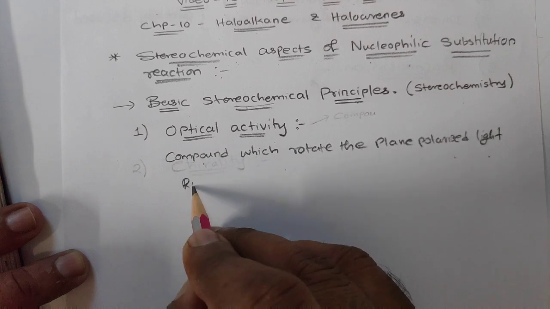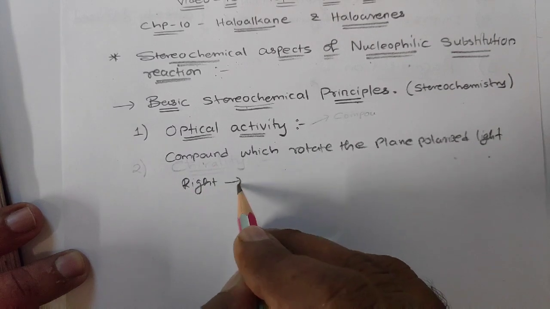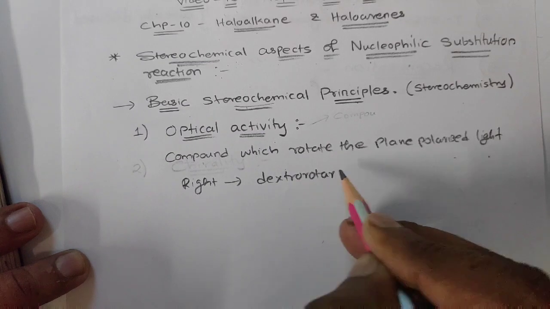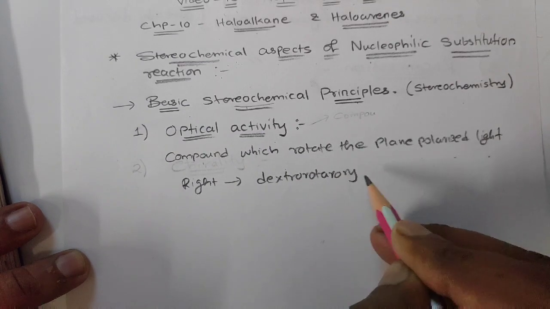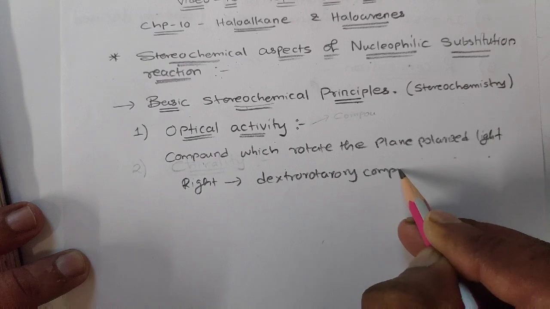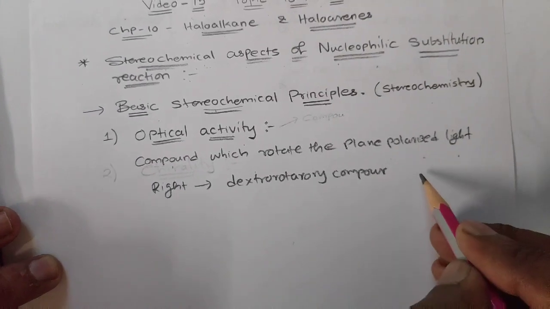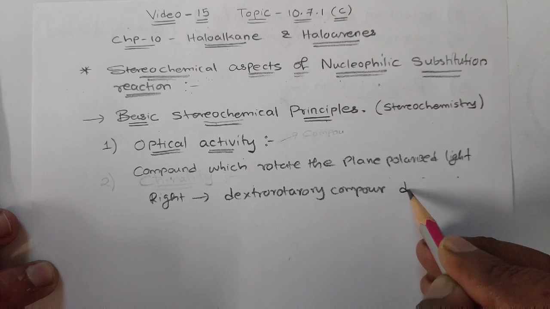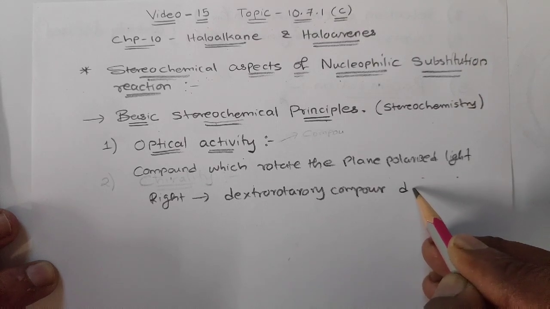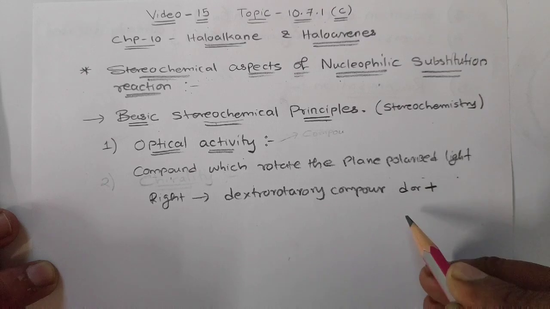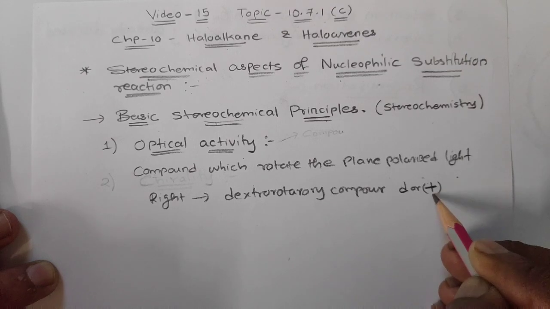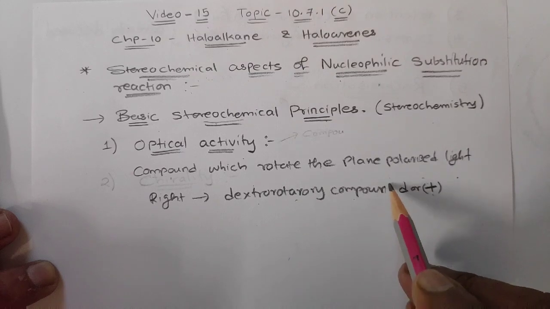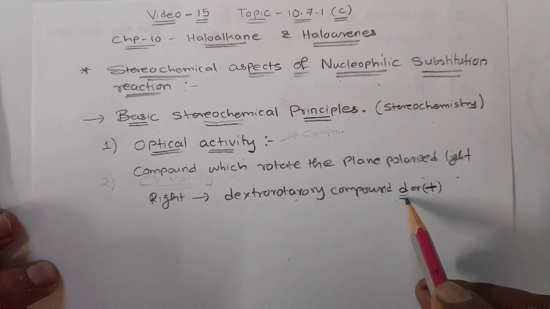Now if it rotates towards the right side, we call it dextrorotatory. Dextrorotatory compounds have a symbol, which biology students must have studied also. We use a small d, or we use a plus sign for right side rotation. Dextrorotatory compound we call it, or small d is the symbol.